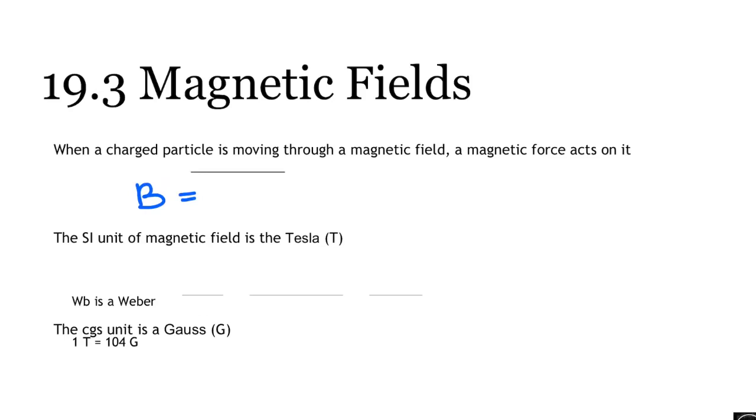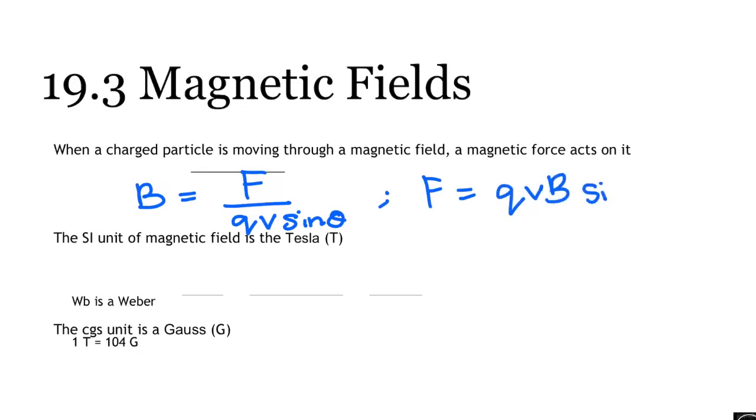So by this definition, the magnetic field is actually a ratio between the force experienced by a moving charge and its velocity. B is equivalent to F over qv sin theta. Or if you rearrange this, F is equivalent to qvB sin theta.